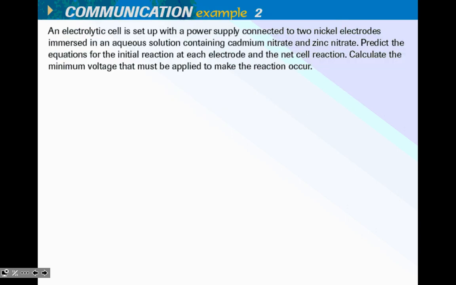So here's another question. An electrolytic cell set up with a power supply connected to 2 nickel electrodes. So we have 2 nickel electrodes immersed in an aqueous solution containing cadmium nitrate and zinc nitrate. Cool. Predict the equations for the initial reaction at each electrode and the net cell reaction. Calculate the minimum voltage that must be applied. So these are the types of questions you're going to get, and they're pretty repetitive.